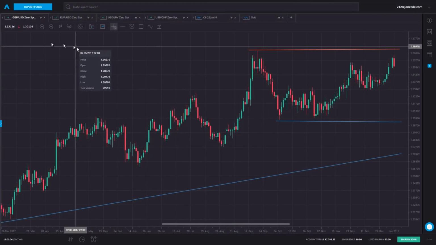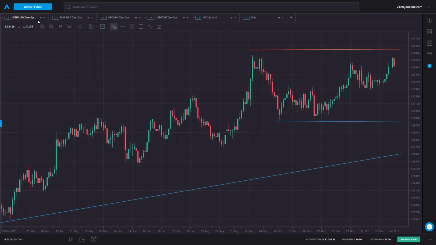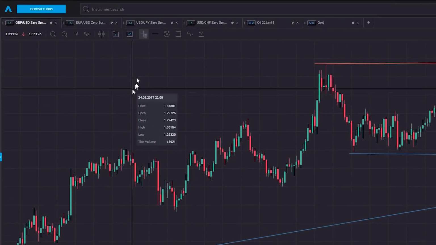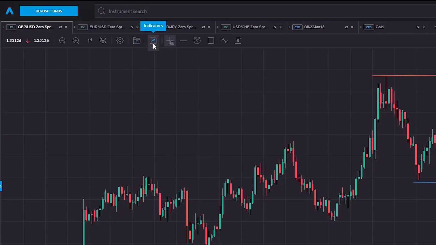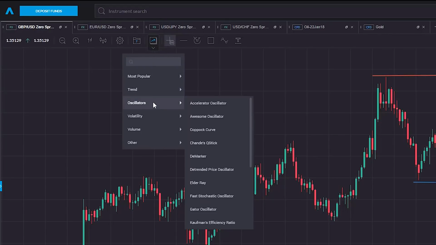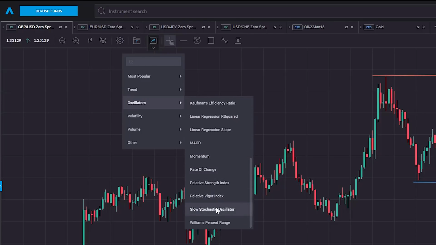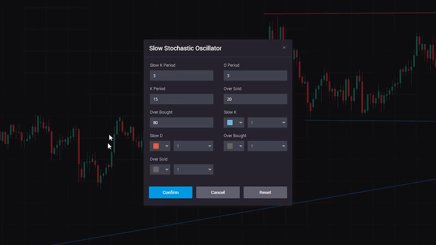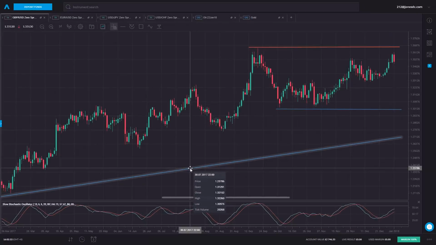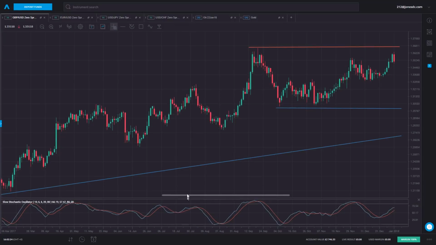We've got pound US dollar zero spread market up. This is a daily chart. Let's add our indicator. We can go to the indicators box, drop down menu, go to oscillators and scroll down. So we want slow stochastic oscillator. Click on that. I'm going to choose the 10, 6, 6. Click on confirm, and there we go. Our oscillator is added to the chart.